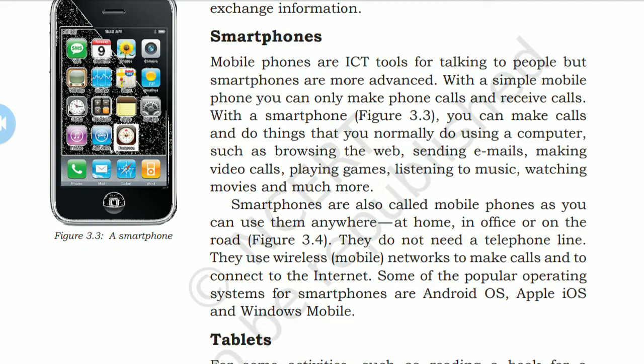Okay, they do not need a telephone line, they are wireless, to make calls and connect to the internet. Some of the popular operating systems for smartphones are Android, Apple, and Windows Mobile. Okay, these are the popular operating systems.